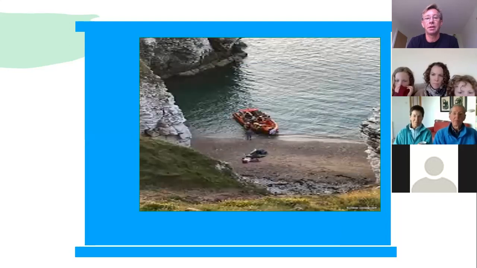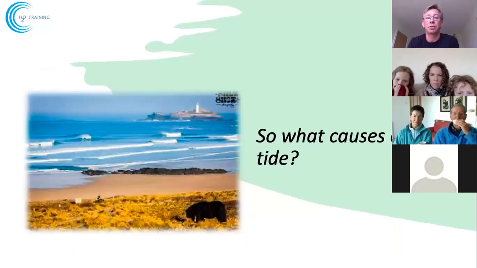We can access areas at low tide which are not accessible at high tide, so we just need to be careful about that. So the first question is, what causes tide?